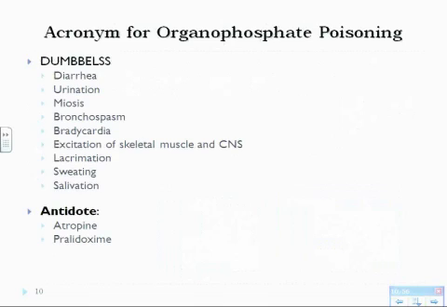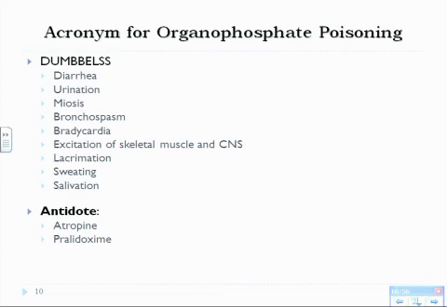The acronym for organophosphate poisoning is DUMBBELS. These are the kind of reactions that you'll see. And again, I'm teaching a little bit about military medicine, but really it's going to tie in with some of the other things we see, which is poisonings that happen under anesthesia. DUMBBELS basically means diarrhea, urination, miosis, bronchospasm, bradycardia, excitation of skeletal muscle and central nervous system. You get lacrimation, sweating, and salivation.